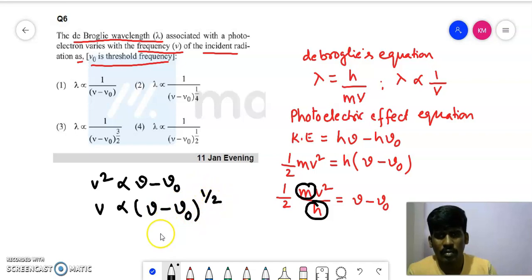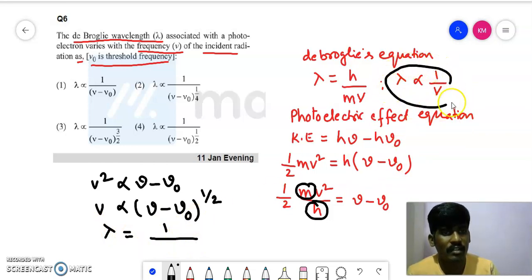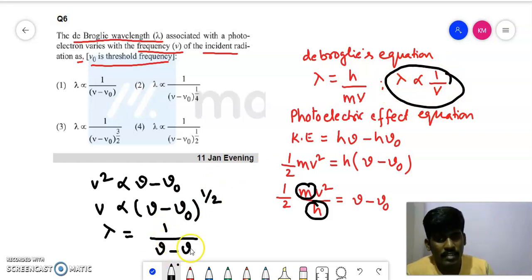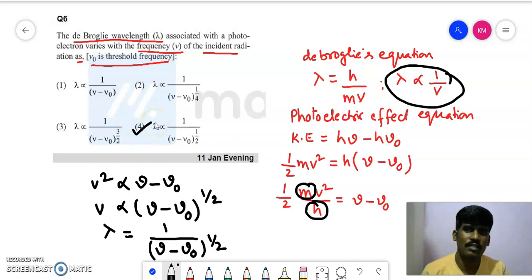So lambda will be equal to 1 upon v, that you can see here. This is the equation I already gave. Instead of v, we can substitute nu minus nu naught whole raised to 1 by 2. So option 4 is the correct answer. This is a very good question, because it relates both de Broglie's wave equation and the photoelectric effect.